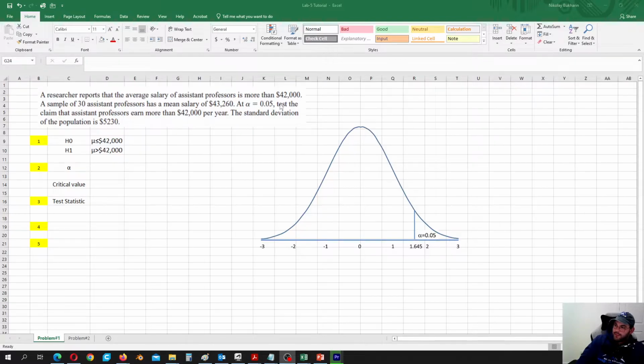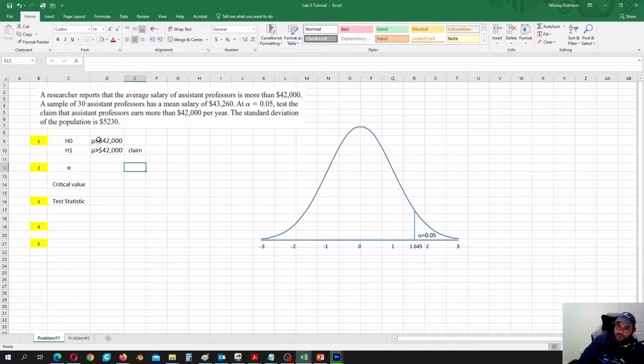Okay, we have what we want to test: the claim that assistant professors earn more than 42,000 per year. So this is going to be our H1. That's what we would like to claim, so this is our claim, opposing something we knew before. So this is our H1, and this is our claim.